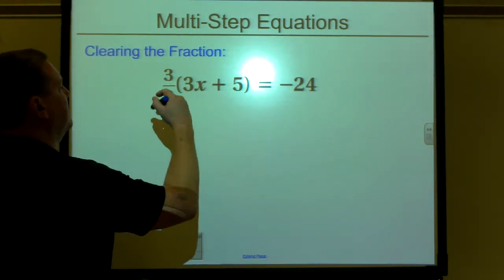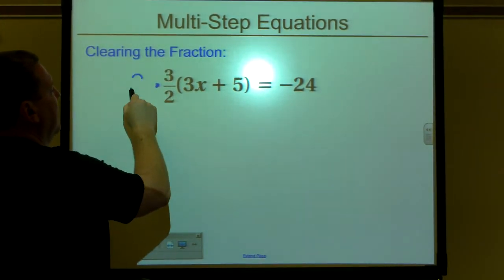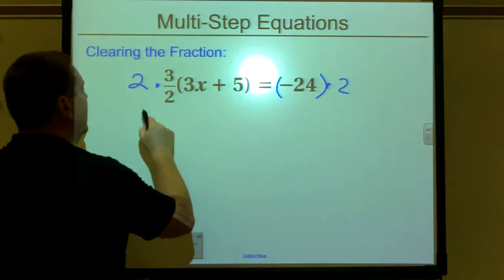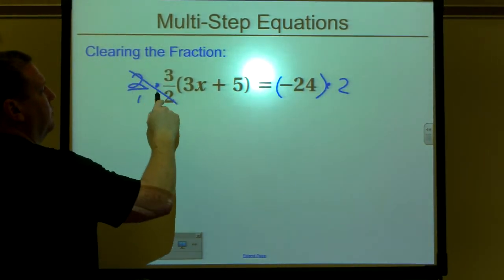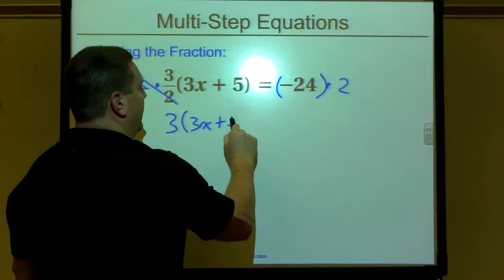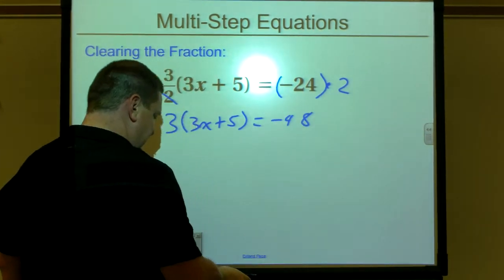Well, the denominator is a division problem. So if I have a divide by 2, to undo that, all I got to do is times by 2. So I'm going to times by 2 on both sides. So this ends up being a 1. 1 times 3 is 3 times 3x plus 5. And that's going to be a negative 48.